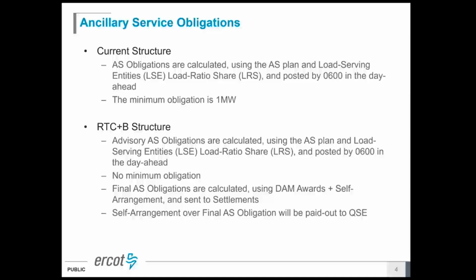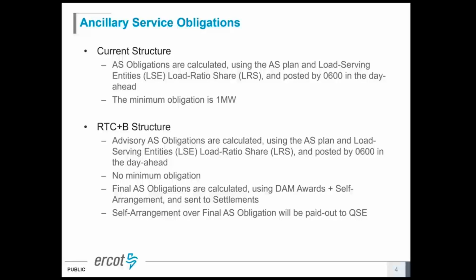Let's now talk about AS obligations. The current structure produces AS obligations by using the AS plan and the load serving entity's load ratio share. Both of these reports are posted along with the AS obligations by 0600 in the day ahead. We currently have a minimum quantity of 1 megawatt for ancillary service obligations. In the RTC+B era, we will produce the advisory AS obligation, which will again use the AS plan and LSE load ratio shares, and will be published by 0600. We will, however, not have a minimum quantity.